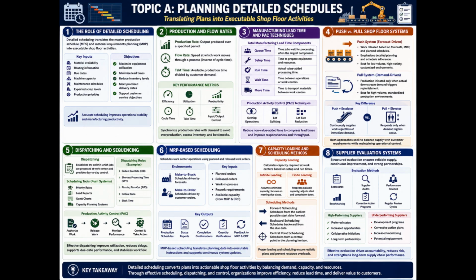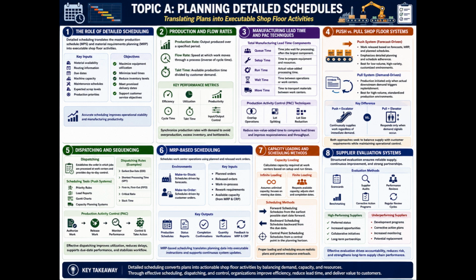Organizations use either push-based or pull-based shop floor systems to control production execution. Push systems rely on forecasts, MRP outputs, and plan schedules to release work into production. These systems emphasize detailed planning and schedule adherence. Pull systems, by contrast, initiate production only when actual downstream demand triggers replenishment.